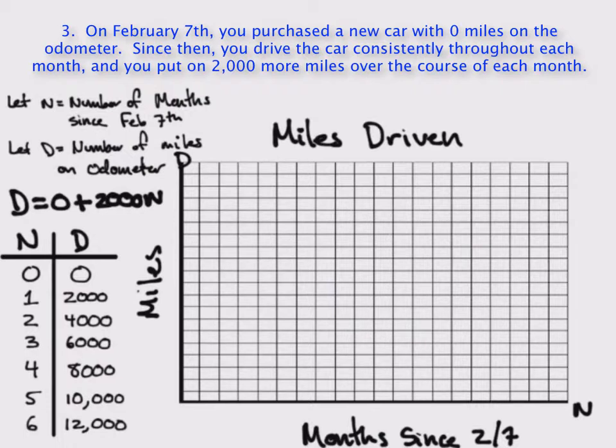Alright, now that we have our equation and we've got our table of values to work from, let's make our horizontal axis go from 0 to 5. And let's make our vertical axis go from 0 to 10,000. And now we're ready to graph our ordered pairs.